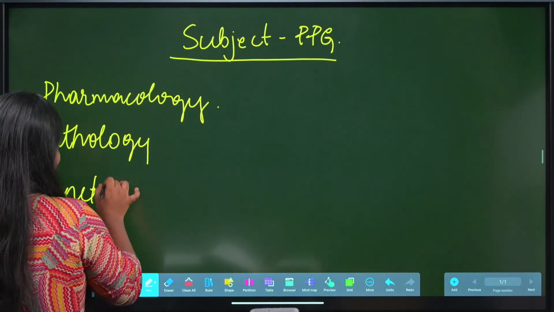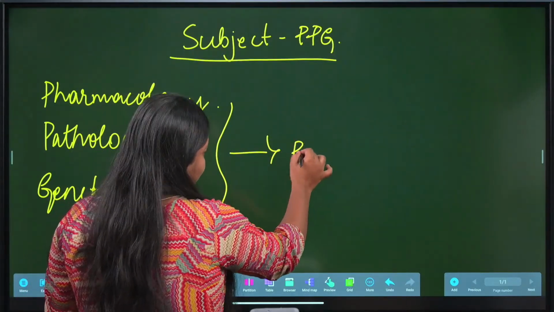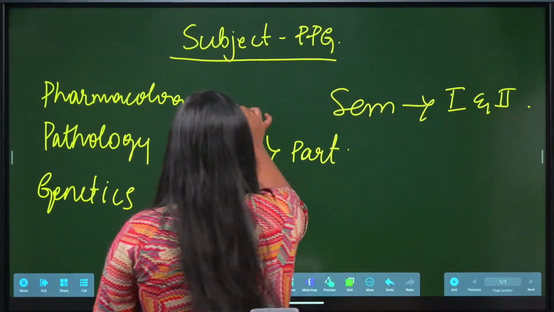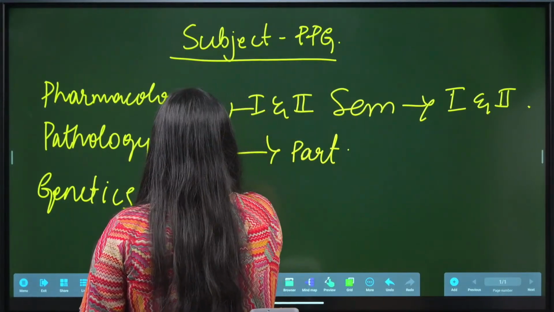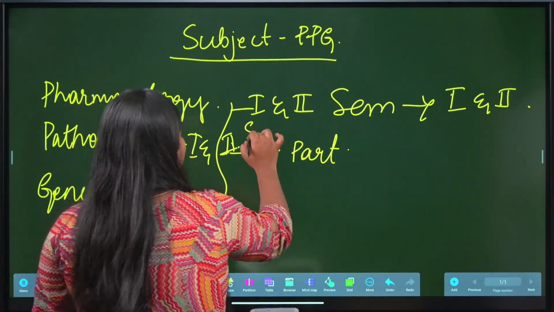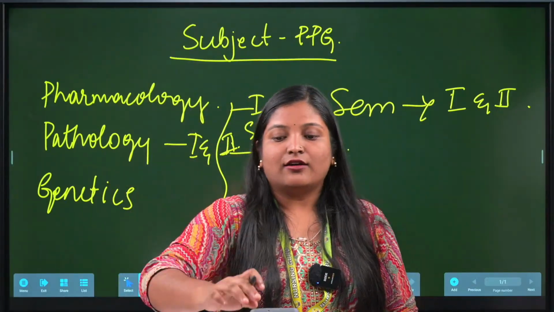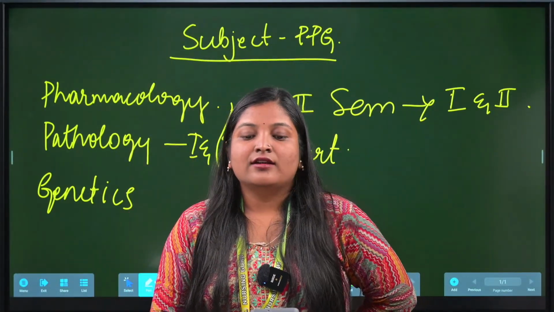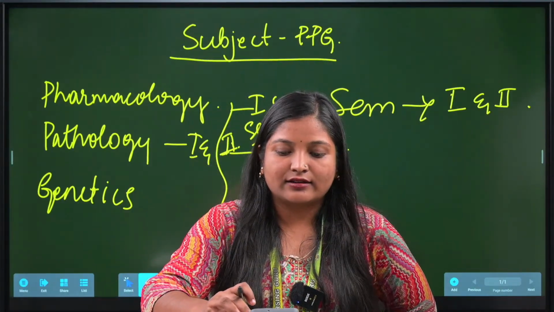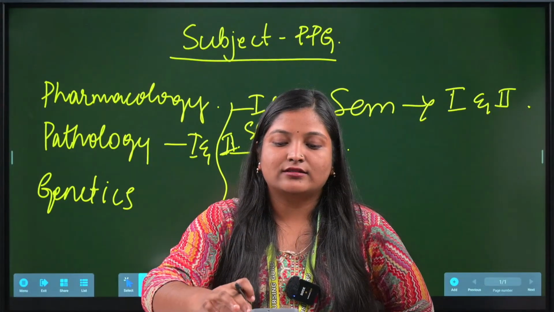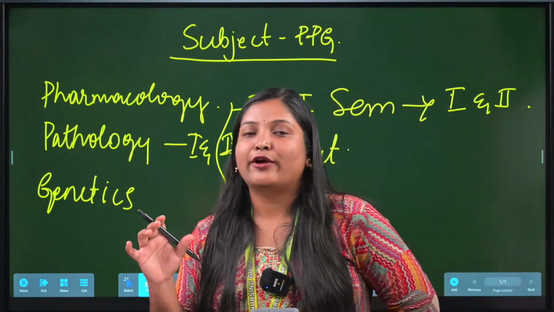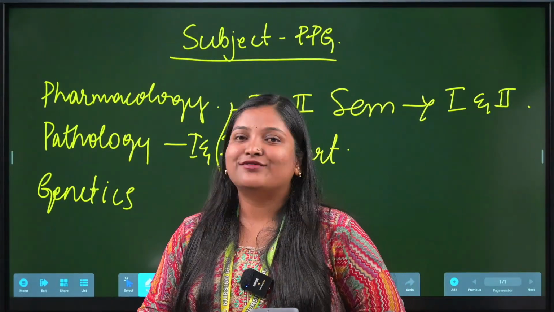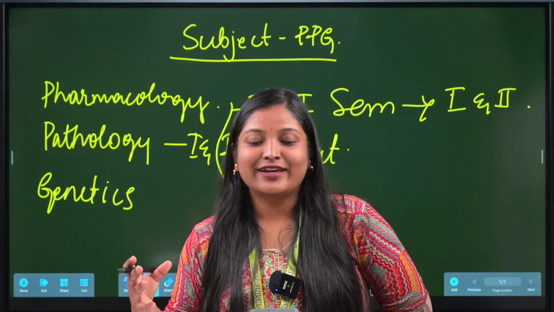When we study genetics, it is only a one-part subject. For the semester batch, pharmacology and pathology are now part 1 and part 2. We have three subjects, and the paper will also come together. But we will study pharmacology first and second together, pathology first and second together, and then genetics. This is how we are going to study this particular subject.